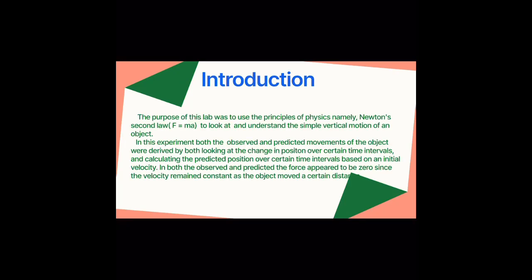The purpose of this lab was to look into the principles of physics, namely Newton's second law, where force equals mass times acceleration, and understand the simple vertical motion of an object. In this experiment, both the observed and predicted motions of the object were derived by looking at both the change in position over time intervals and calculating the predicted position over the same time intervals. In both the observed and predicted values, the force appeared to be zero since the velocity remained constant and the object moved over a certain direction.